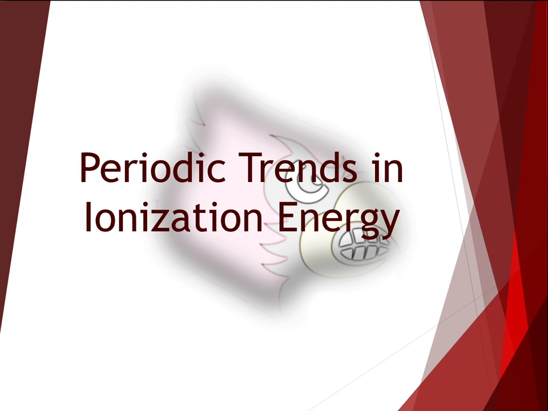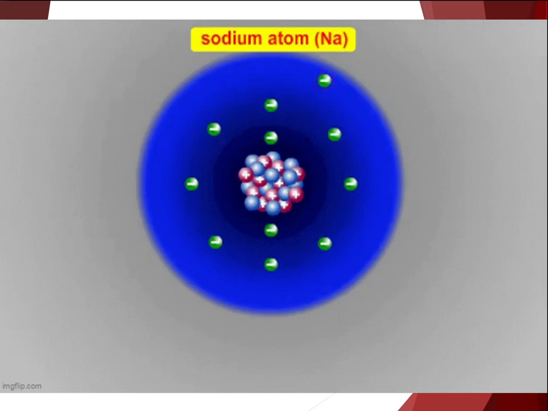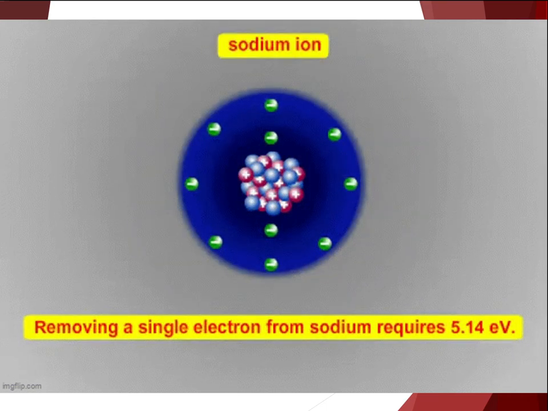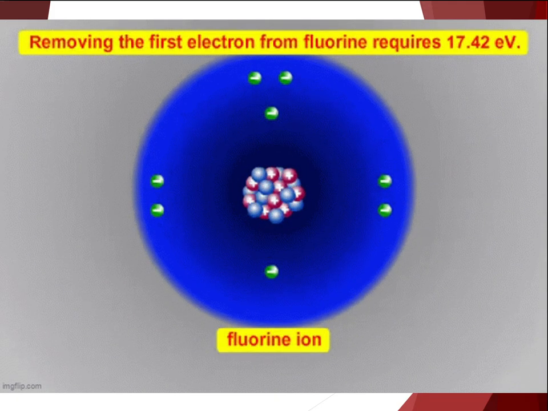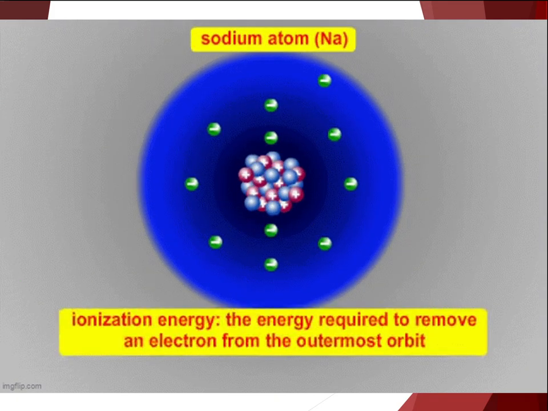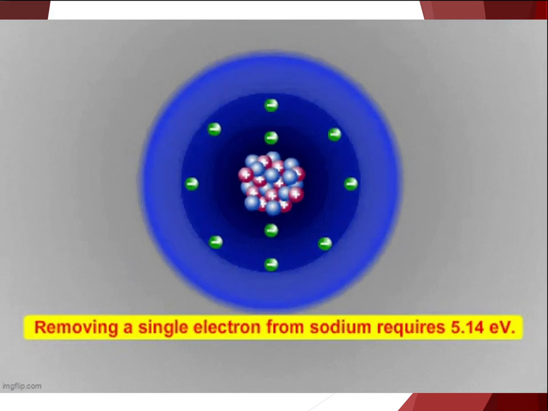Periodic trends in ionization energy. Ionization energy is the energy needed to remove one electron from the outermost energy level of a gaseous neutral atom to form an ion having a +1 charge, like the sodium atom on your screen here.